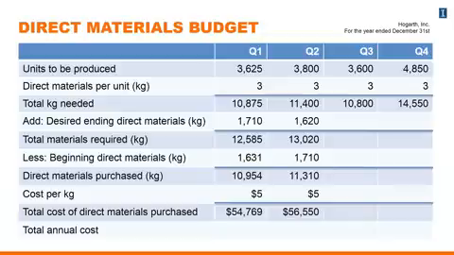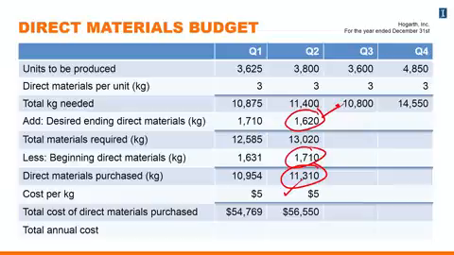Now turning to quarter 2, we can again look at our policy of having on hand 15% of the next quarter's needs. The desired ending direct materials inventory in quarter 2 is 15% of the next quarter's production needs. We of course have our beginning direct materials on hand, and those items can be used to calculate the direct materials to be purchased in quarter 2. We don't expect the price to change between quarter 1 and quarter 2, so we can calculate the total cost of direct materials purchased during quarter 2 at $56,550.